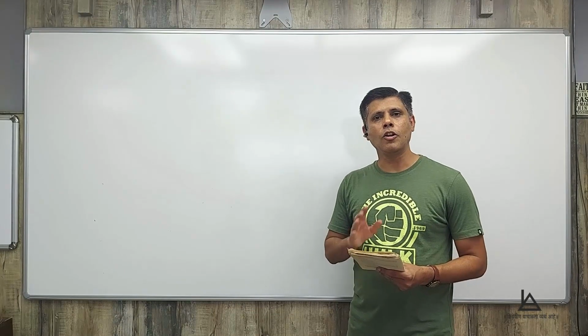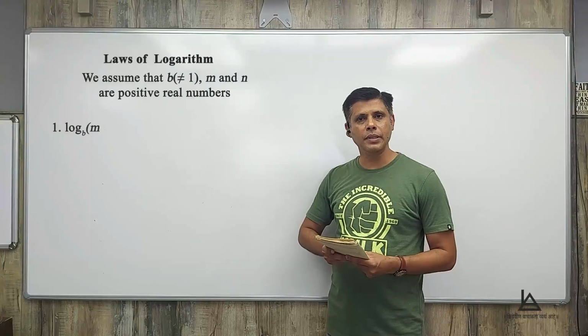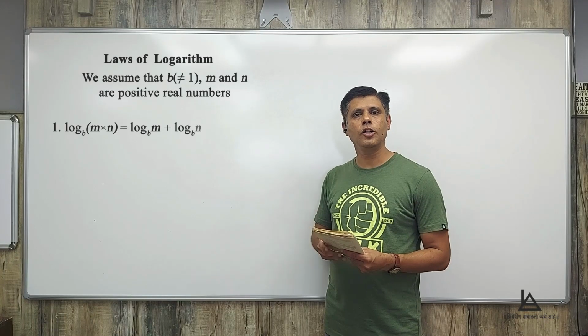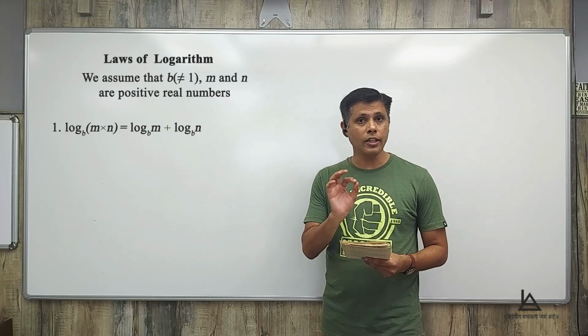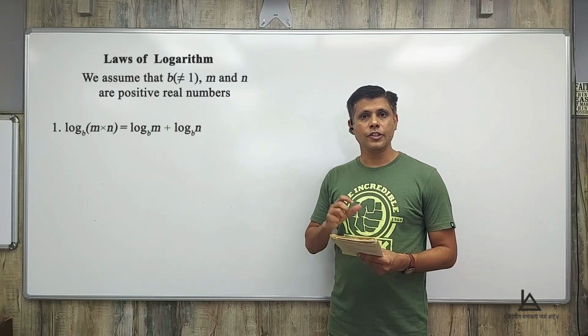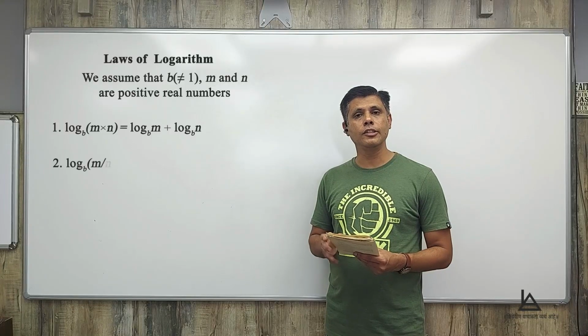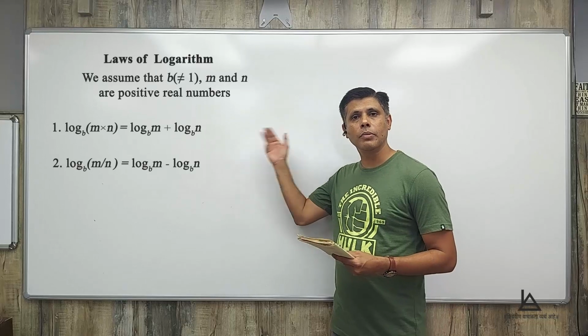Let's learn the basic laws of logarithm. Log of mn to the base b is log m to the base b plus log n to the base b. Now note down, b is base and b is not equal to 1. The second law is log of m by n to the base b is log m to the base b minus log n to the base b.